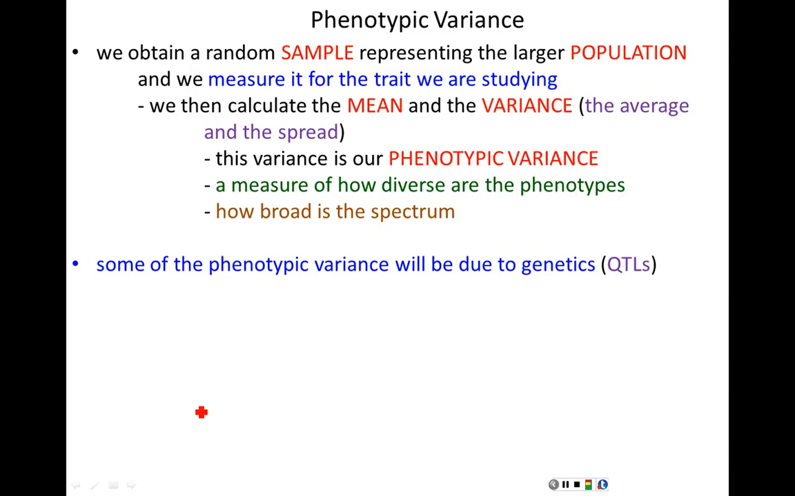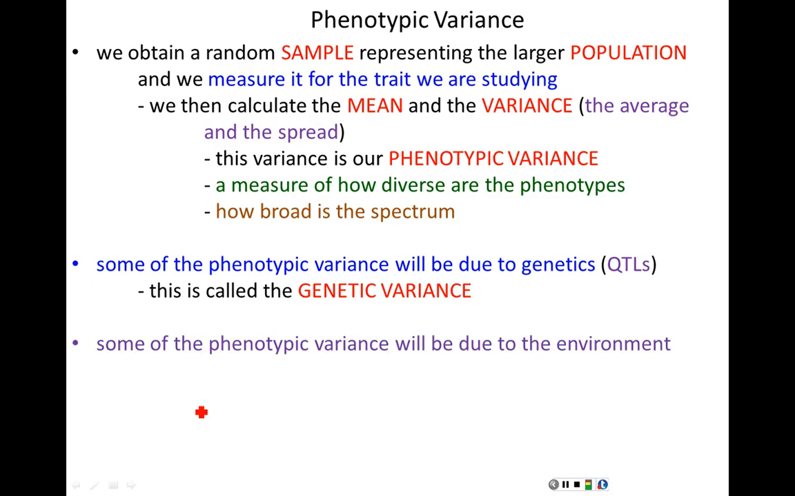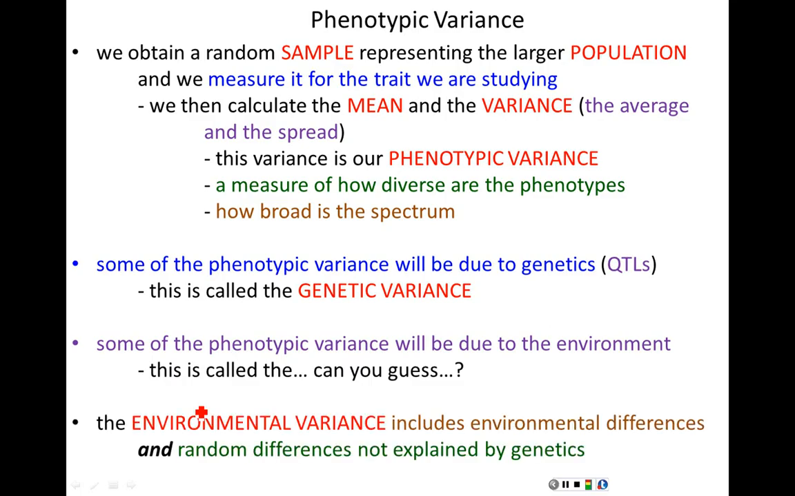Some of the phenotypic variance will be due to genetics, of course, due to the differential inheritance of alleles, due to our QTLs. And we break it down and say this is the genetic variance. The genetic variance is the proportion of the phenotypic variance that's due to genes. And some of the phenotypic variance, some of the spread in that continuum, will be due to the environment. Can you guess what this one's called? You got it. That's the environmental variance. So the environmental variance, together with the genetic variance, explains the phenotypic variance.